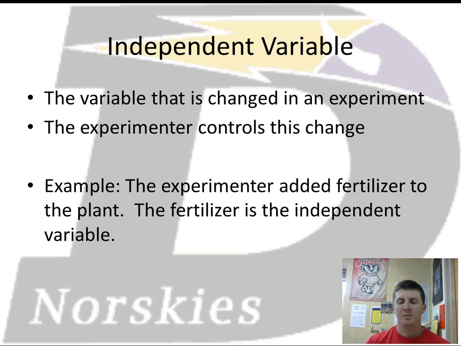The independent variable is the variable that is changed. This is what the experimenter actually controls. So we, as the experimenters, get to determine what we're trying to test here. In our example, the experimenter added fertilizer to the plant. The fertilizer in this case would be the independent variable because we controlled it. We added fertilizer to one plant, and then the second one we just left alone as our control.